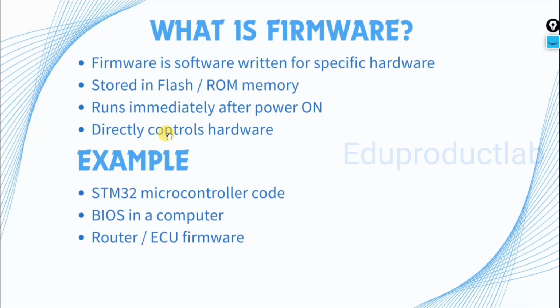The characteristics of firmware: it is stored in flash memory or ROM, controls hardware directly, starts automatically at power on, usually changes very rarely, is highly reliable, and is optimized for embedded systems.